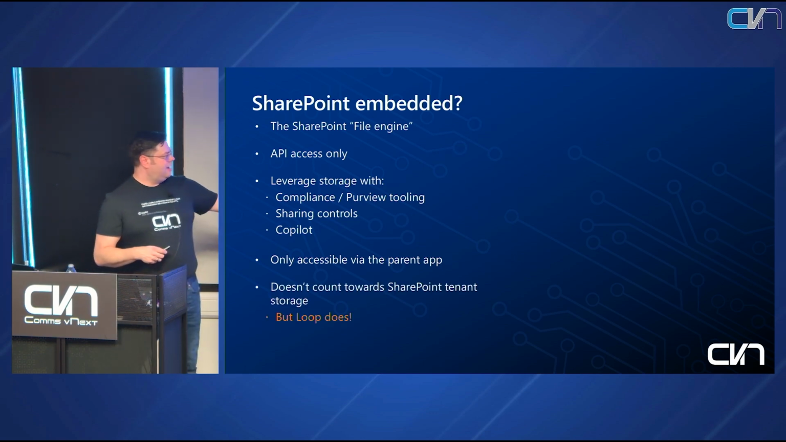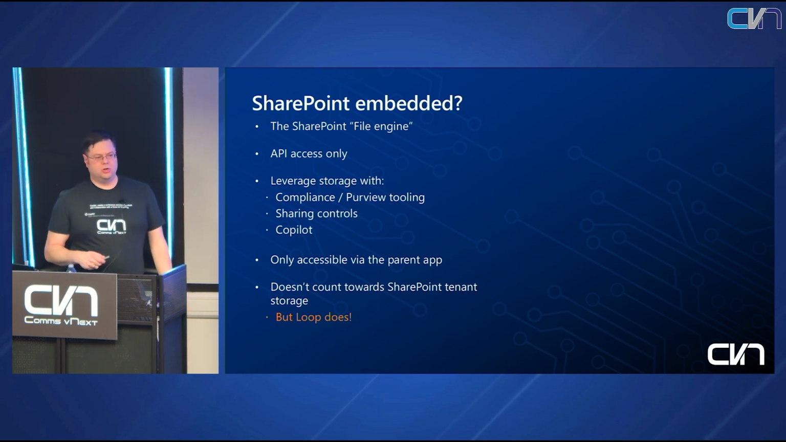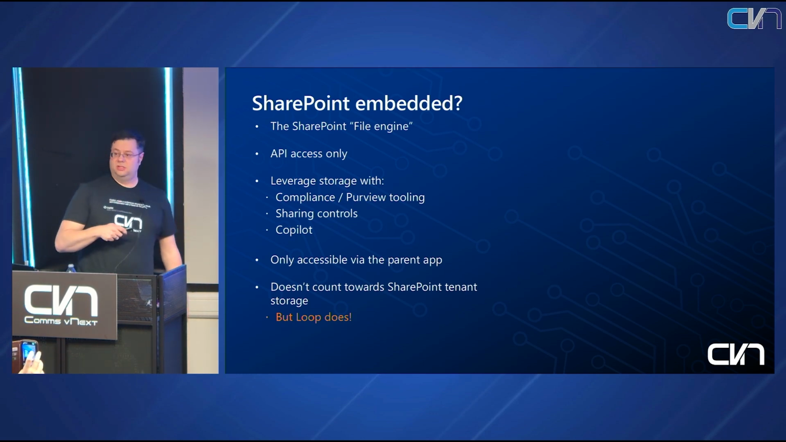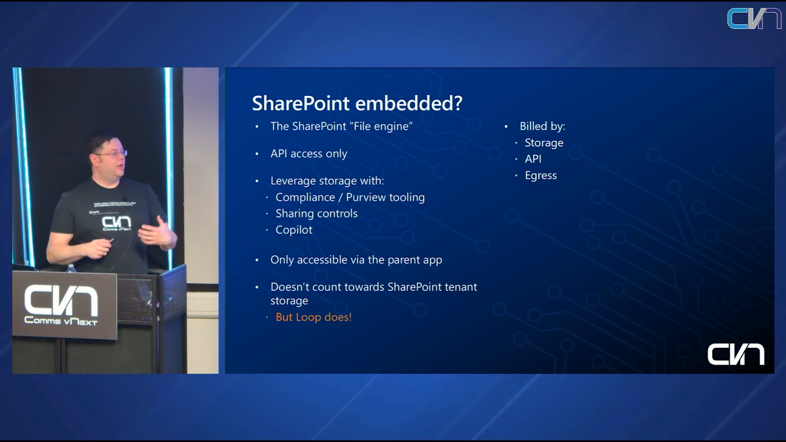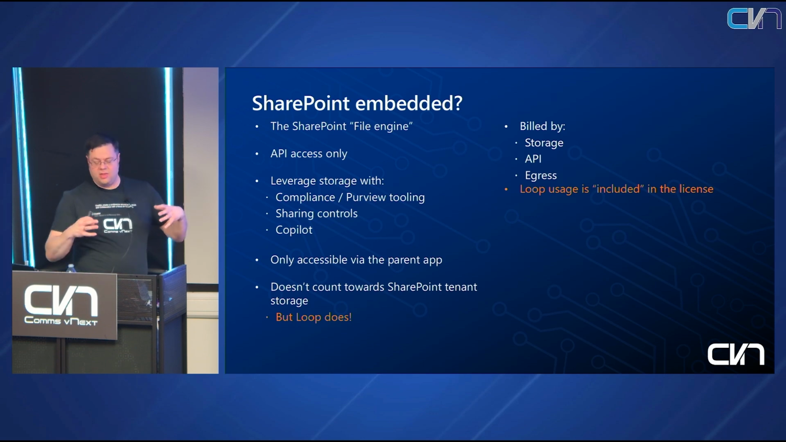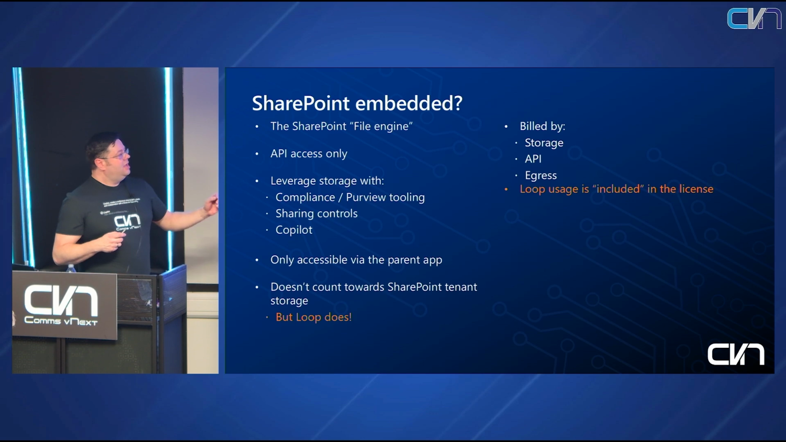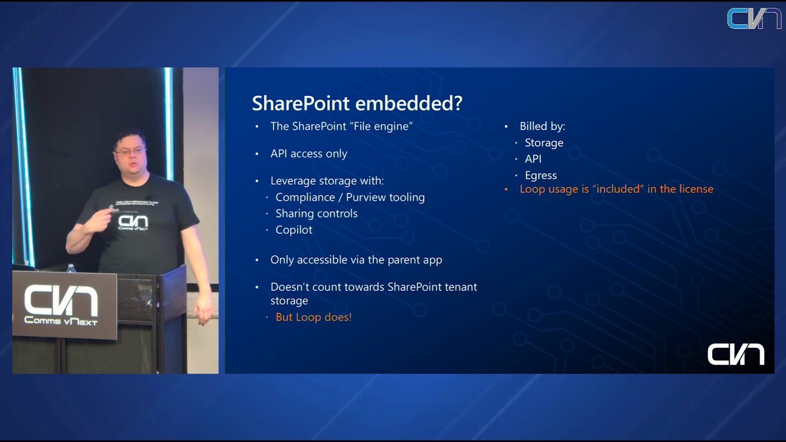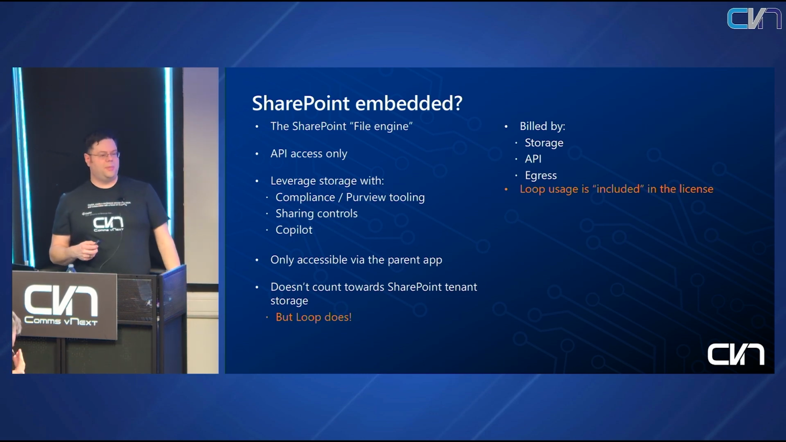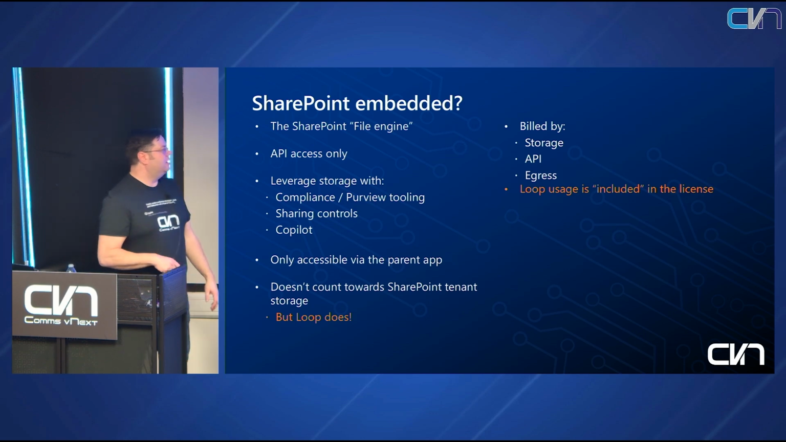And it doesn't count towards the SharePoint tenant overall storage limit, but Loop does. So Loop is using these underneath, but Loop is including the billing for that in the license for using Loop, and Loop is included in the M365 license. If you feel the desire to go and dev your own thing, the billing is based on storage. API is the amount of data egress, the amount of data that you're downloading out of that SharePoint embedded storage. Again, more of a bonus slide, but it was worth seeing as I talked about SharePoint embedded, just at least roughly explaining what that is.